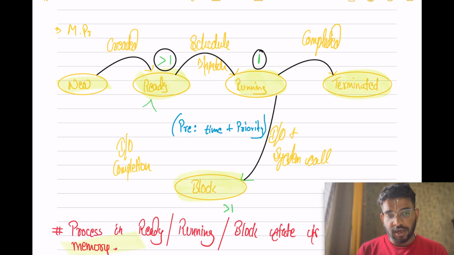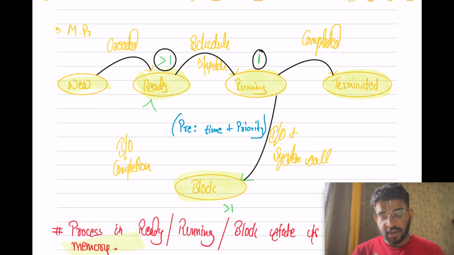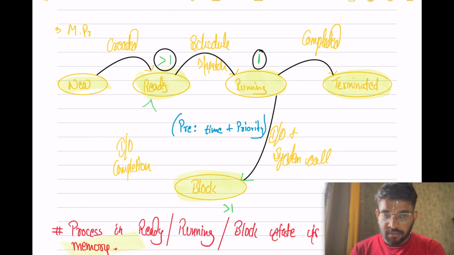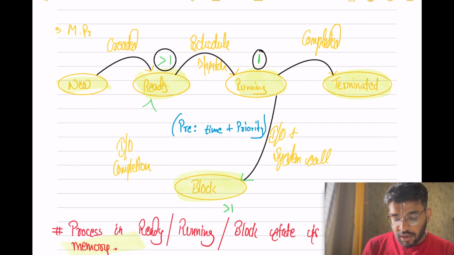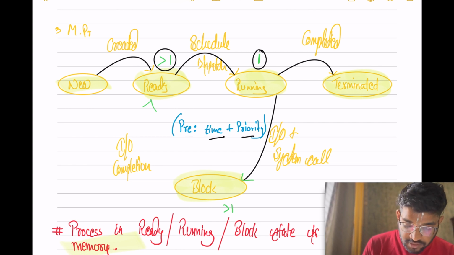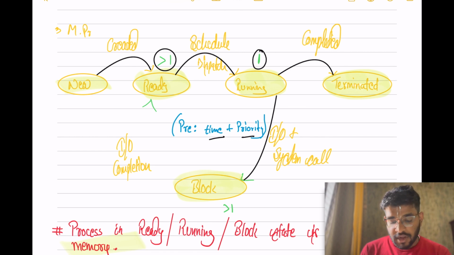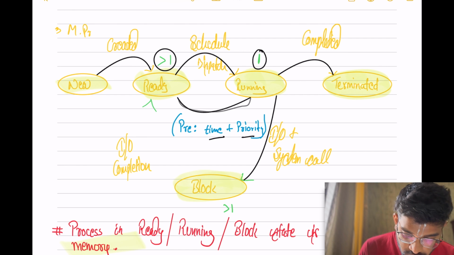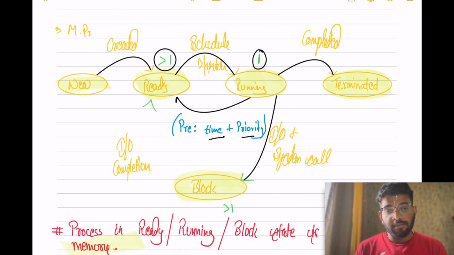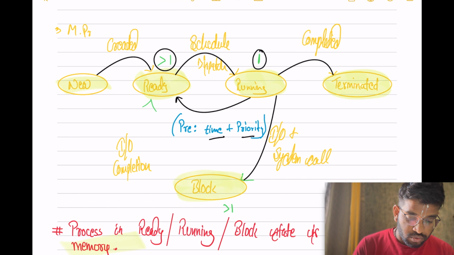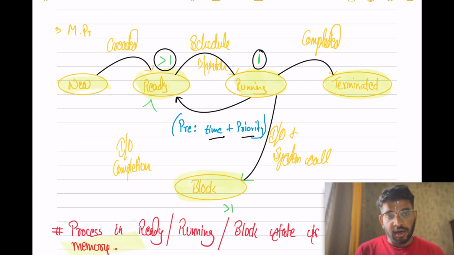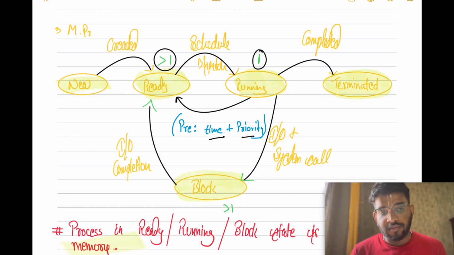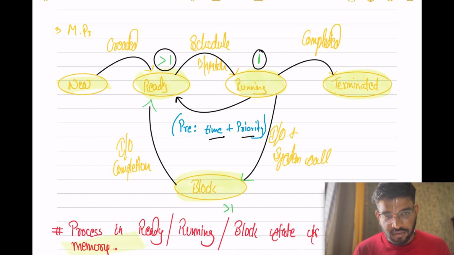As you are aware, we have already studied preemptive scheduling in multi-programmed operating systems. A process can also be preempted because of time and priority. So a process can go from running state back to ready state if it gets preempted due to time and priority. And a process in block state can go back to ready state after completing an IO operation, or serving the interrupt, or serving the system calls.